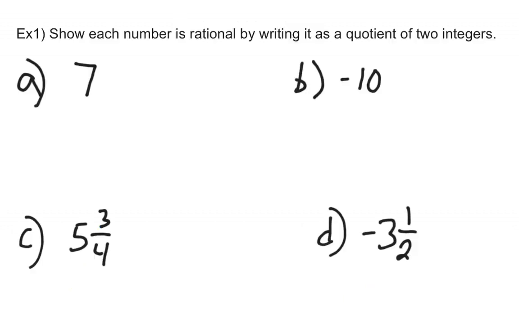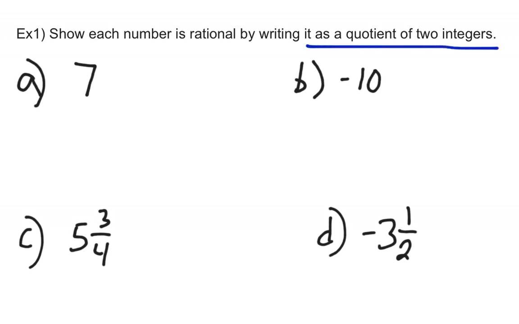All right, so now what we're going to be doing in this lesson is practicing some of those things. If I have numbers, like in example 1 here, am I able to take certain numbers and write them as a fraction? Because that's how you prove that something's a rational number. So example 1: show each number is rational by writing it as a quotient of 2 integers.